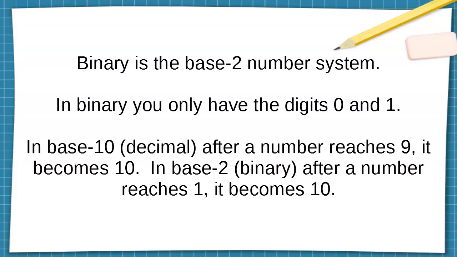In base 10, after a number reaches 9, the last digit, you move over and make the next one a one and then put a zero there. So after 9, you get 10. In binary, after you reach the highest digit, which is one, you get a 10.